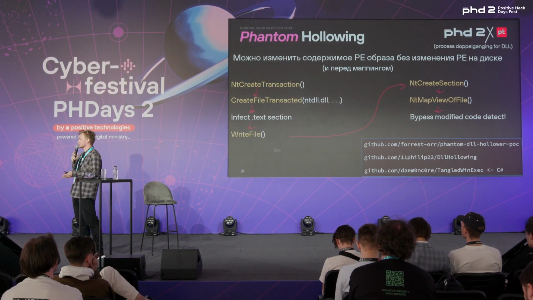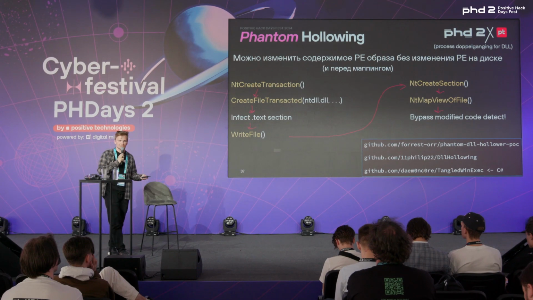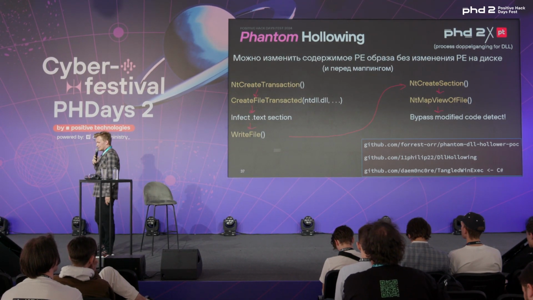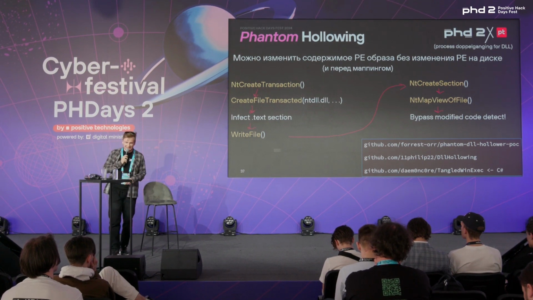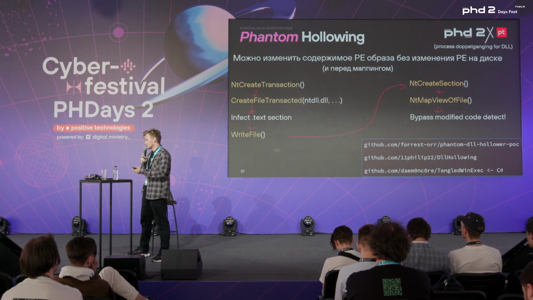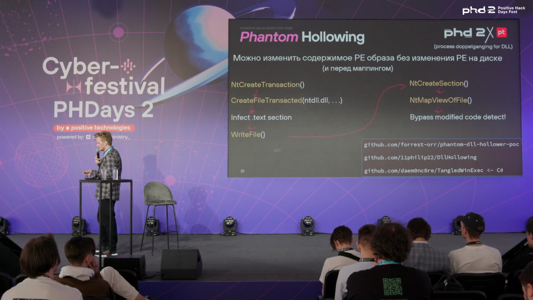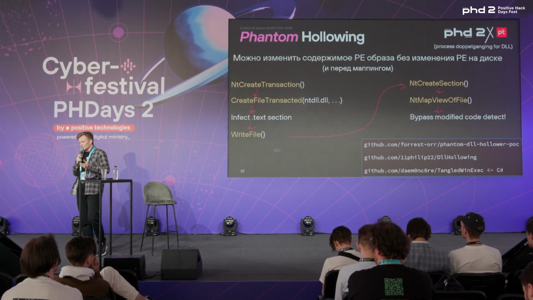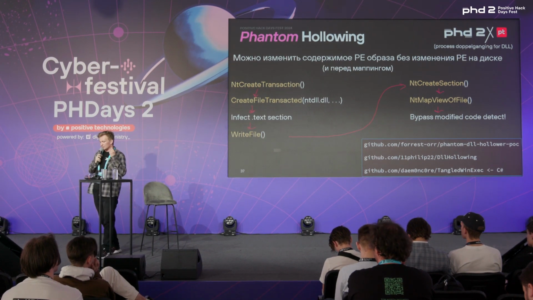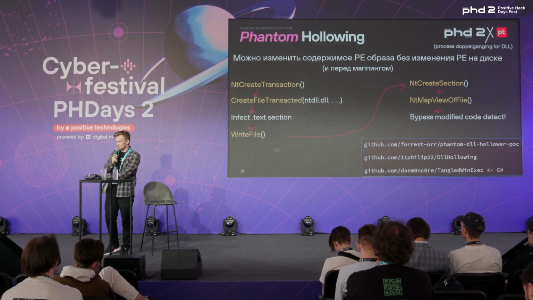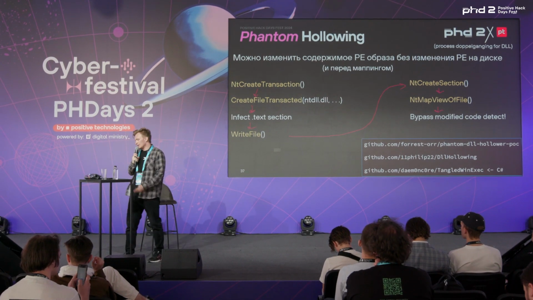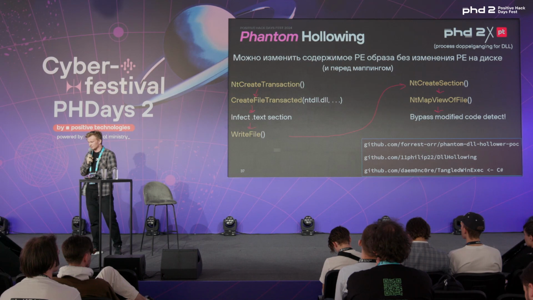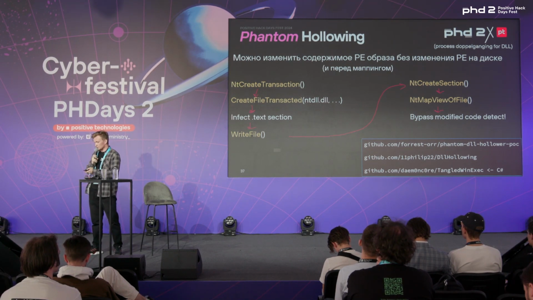So the transaction can be used through the Windows APIs, like ReadFile. Then this handle went to NtCreateSection. This created a section. Then the file or process was mapped, and this way we bypassed this modified code detect. And so forth, the author of Moneta also has this. We also have this in C# and so on.